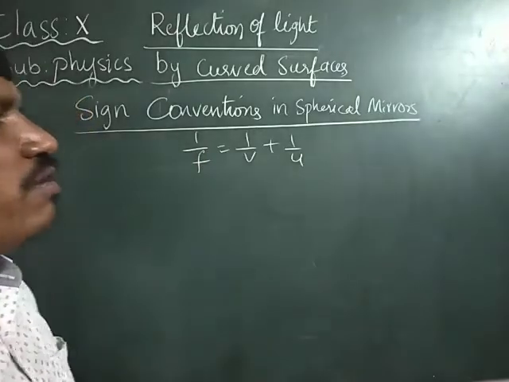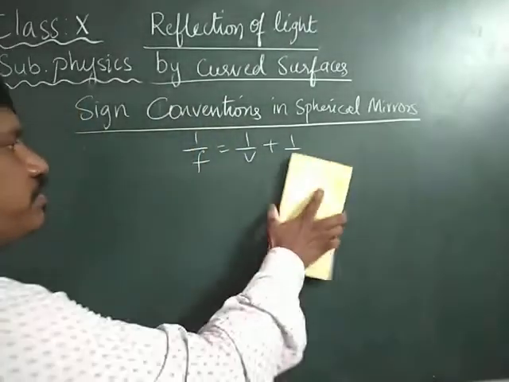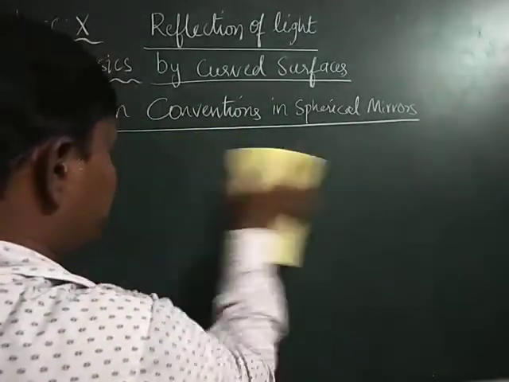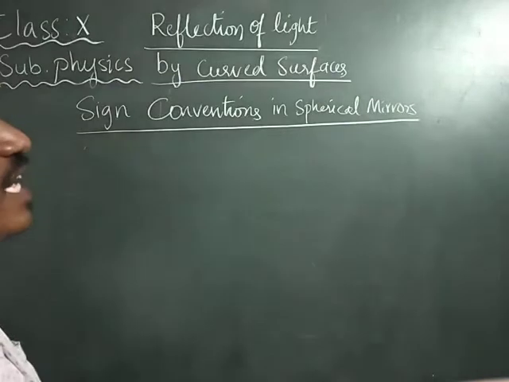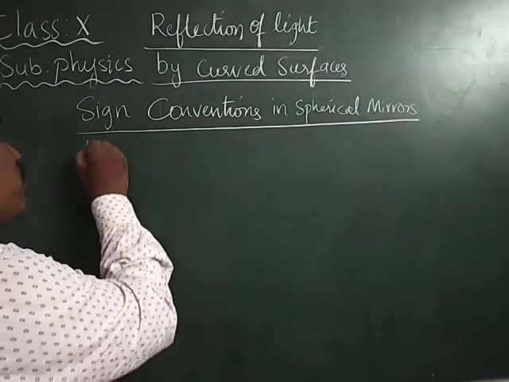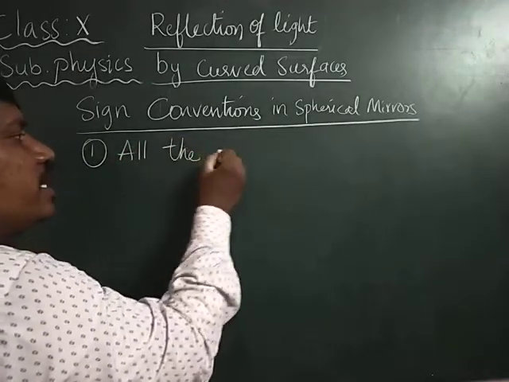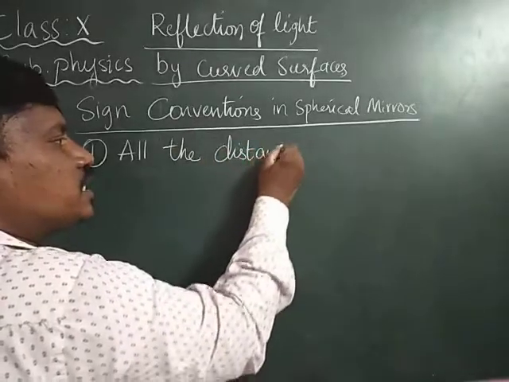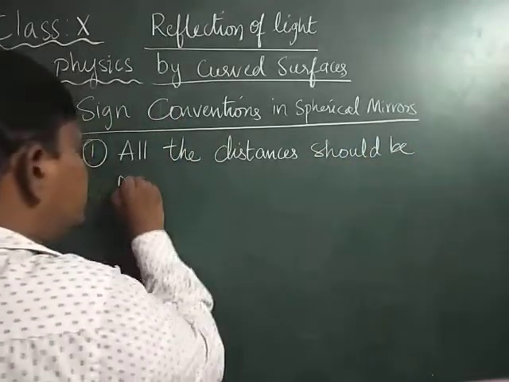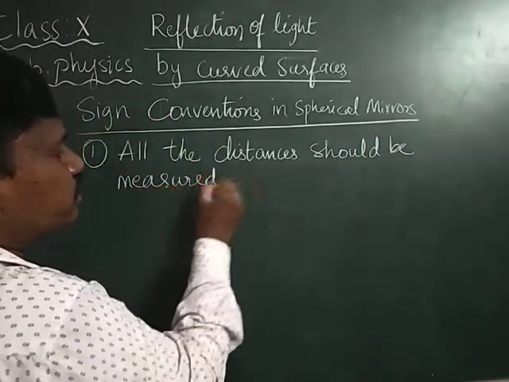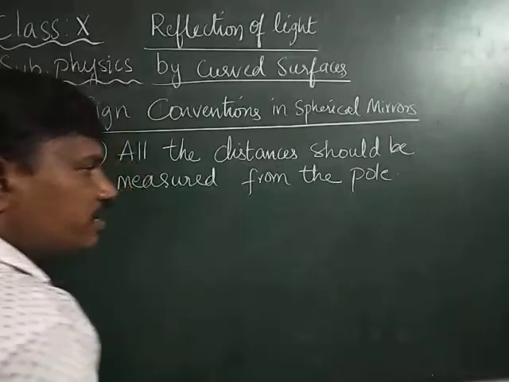For this we'll be using certain rules and regulations, children. What are the rules and regulations? Just we'll see here. The rules of the sign conventions in the spherical mirrors are: the first one is that all the distances should be measured from the pole.